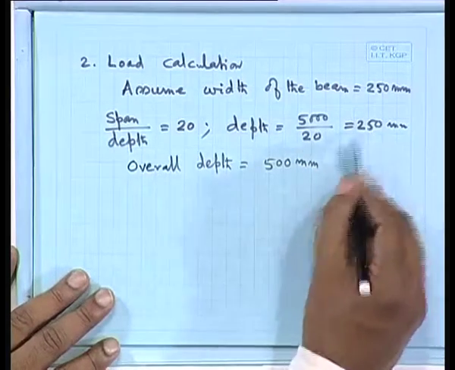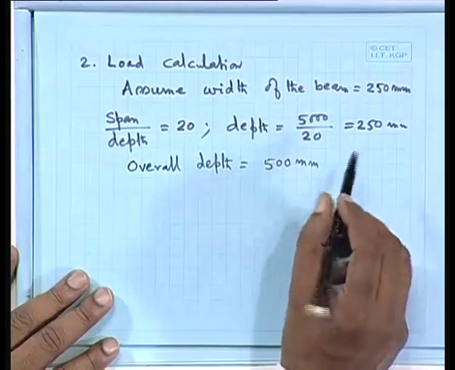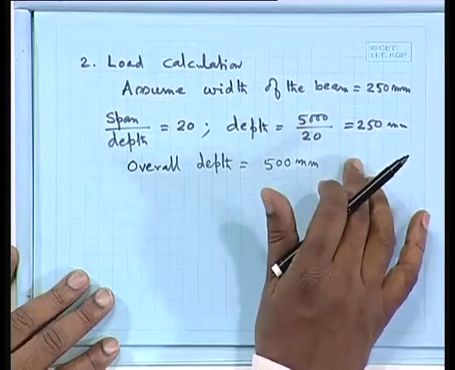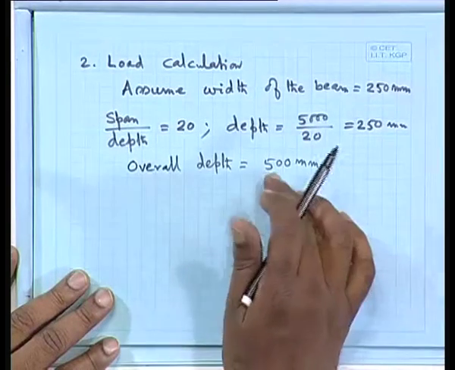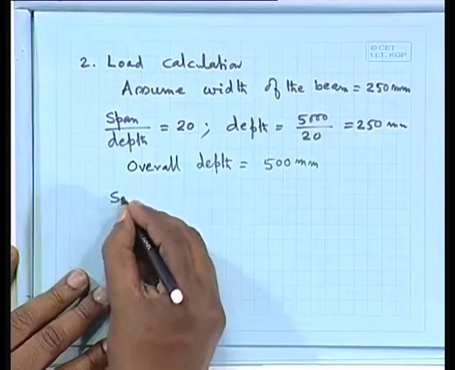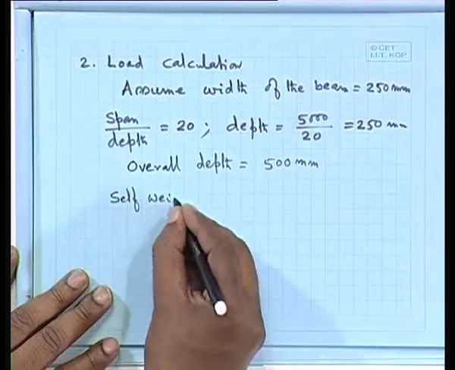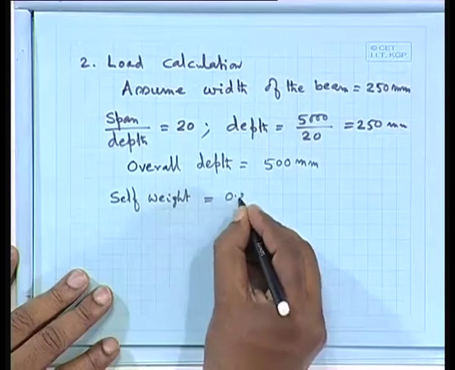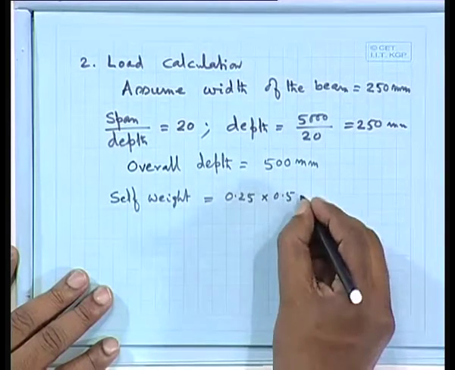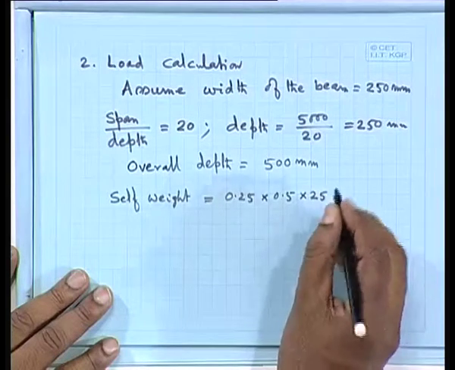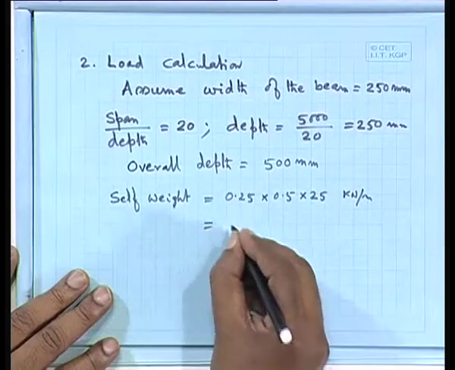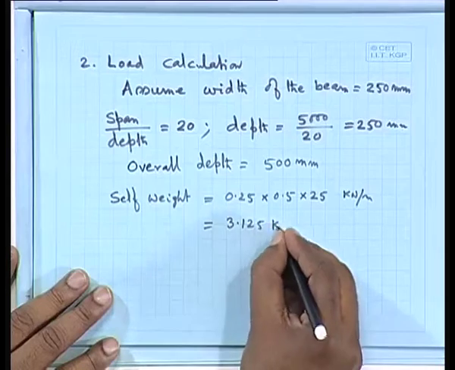because from 250 to 500, obviously it is better that you try checking with that value, at least try with 250 and check how it is coming instead of directly going to 500. Okay. So, self weight: 0.25 is the width times 0.5 is the overall depth times 25 kilonewton per meter cube, which gives us 3.125 kilonewton per meter.